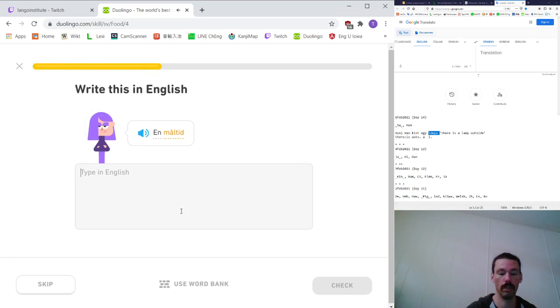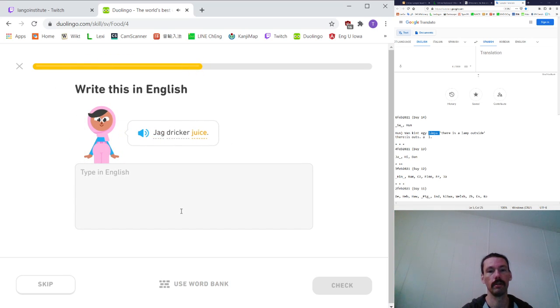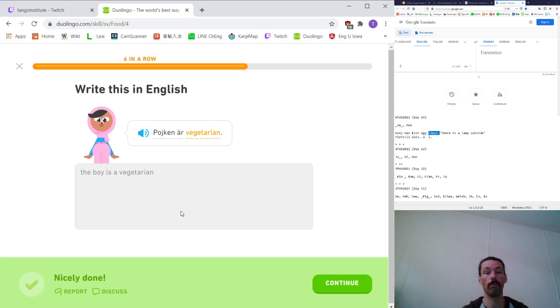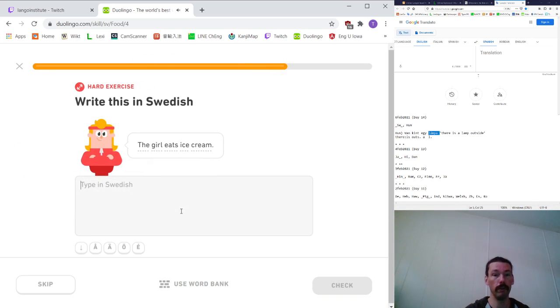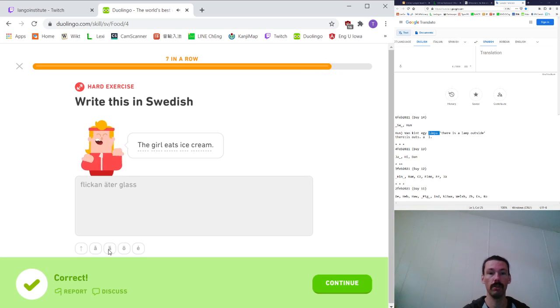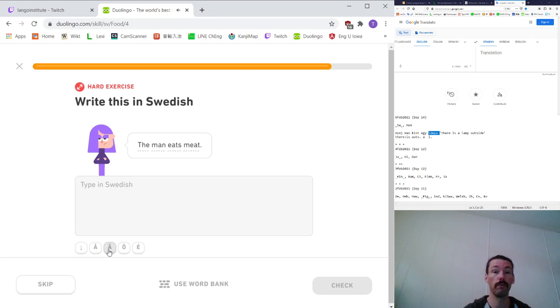En måltid. A meal. Jag dricker juice. Drink juice. Pojken är vegetarian. Vegetarian. The boy. In English we have to have an article here. In Swedish we can leave it out. Flickan äter glass. Spelled just like our word glass, but it means the food, ice cream. Mannen äter kött.